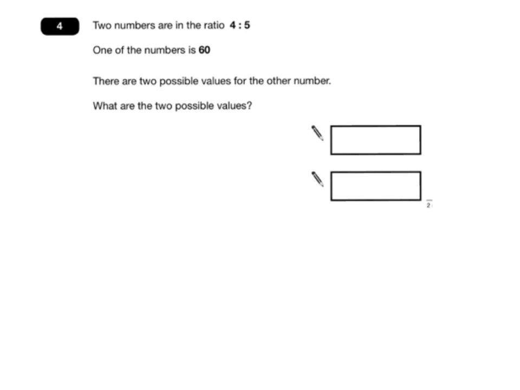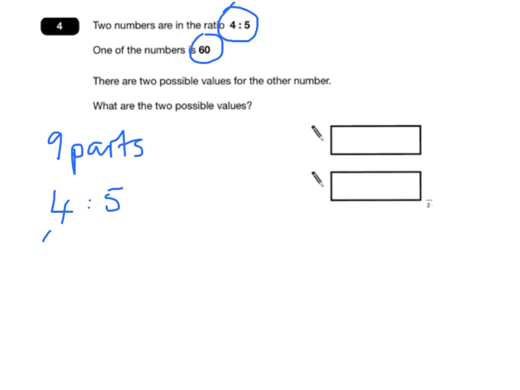Okay, the best way to think of a ratio, where you've got a ratio 4 to 5 for example, you can think of that as 9 parts. You've got to split whatever you're looking at into 9 parts. So one of our numbers is 60, so 60 can either be on the 4 side or the 5 side. So if we take the 4 side first of all, and we put 60 there, and we need to know what the equivalent will be for the 5 side.